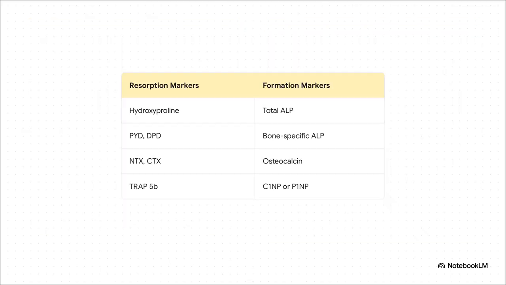So what are the actual specific chemical receipts we're testing for in a lab? Well, for our demolishers, we're looking for substances with names like hydroxyproline, PYD, or CTX. When we see those spike, we know bone is being broken down rapidly. For our builders, on the other hand, we test for markers like total or bone-specific alkaline phosphatase and osteocalcin. Yep, they're complex medical names, but together they form the essential biochemical ledger of your skeleton's daily activity.